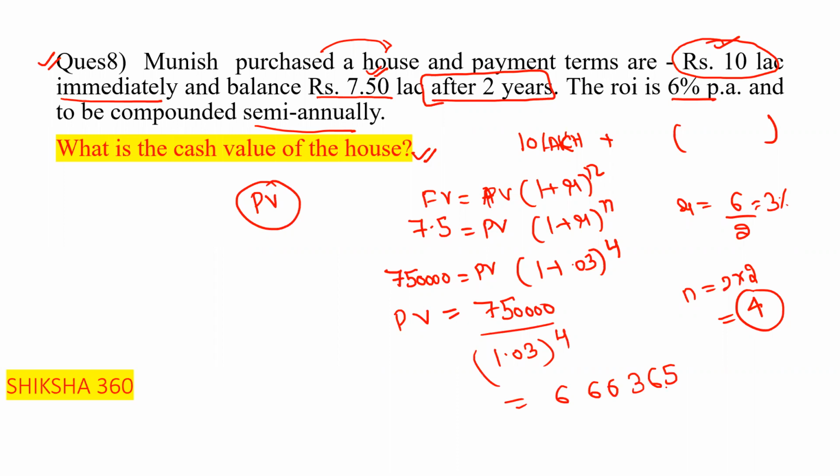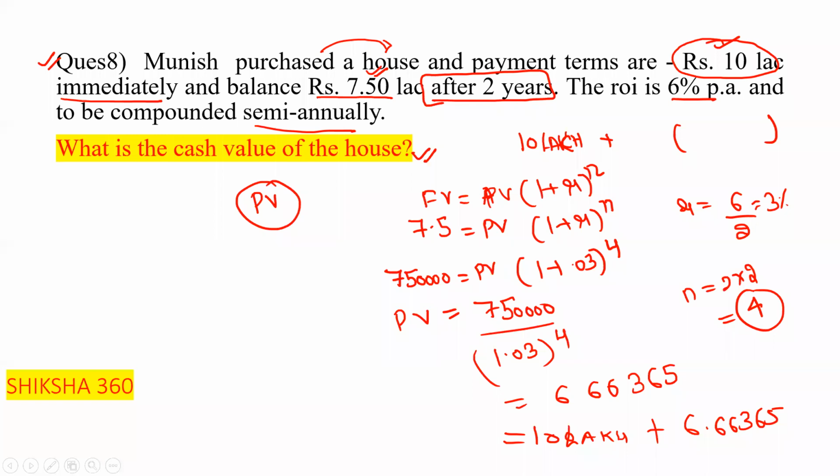6,66,365 rupees. Basically we will get 6,66,365 rupees here. So what is the cash value of the house? Write it here. Basically 10 lakh plus this much, 6,66,365. So what is the overall value?